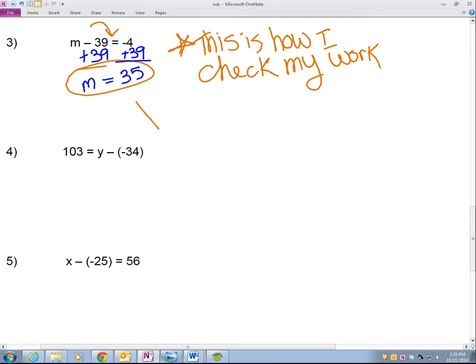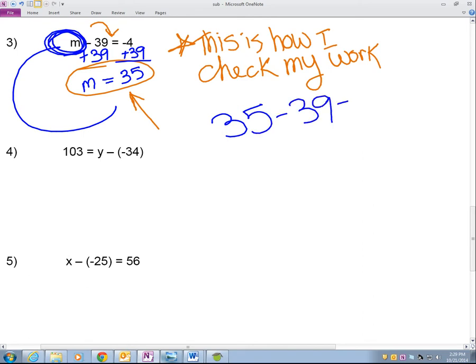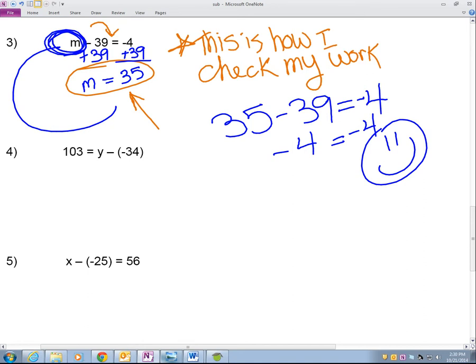Didn't we solve for m? Right? So if we solve for m, that means that I can insert m back into where it was. So we have m equals 35, 35 minus 39 equals negative 4. Is that the truth? Then that means you found the correct answer for m. Because do you agree that negative 4 is equal to negative 4? I sure do. Negative 4 is equal to negative 4.